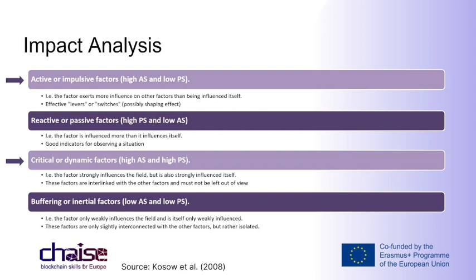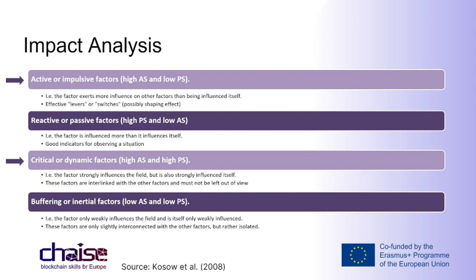This means that the factor has more influence on other factors than itself is influenced by. These are effective levers or switches. Reactive or passive factors have a high passive sum and a low active sum. This means that the factor is influenced by other factors more than it is influencing others by itself. These factors can help to observe a situation more accurately.